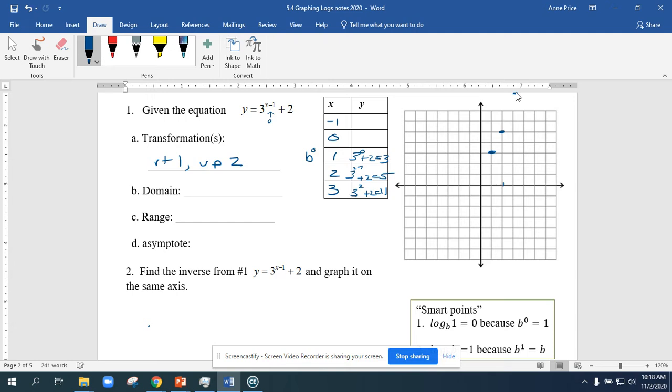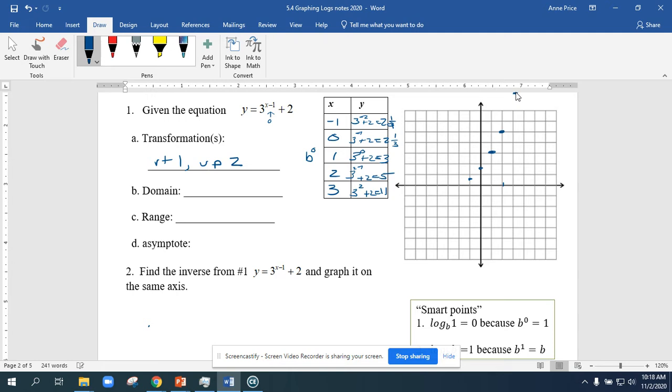When I plug in 0, I get 3 to the -1 plus 2, which is going to be 2 1/3. Okay, so at 0 over, I'm no longer at that nice smart point of 0, 1. That y-intercept is shifted. I'm going to go 2 1/3. And then when I'm at -1, I'm going to get 3 to the -2 plus 2, which is going to be 1 over 3 squared, or 1/9, plus 2 is 2 1/9. So notice that the 2 stays there, but that fraction, 1/9, is getting tinier. So at -1, I'm at 1/9.